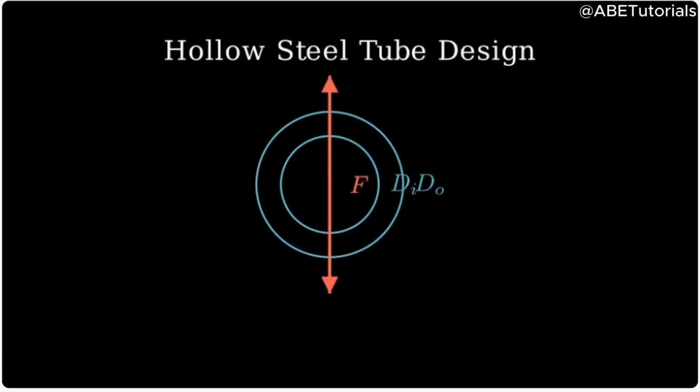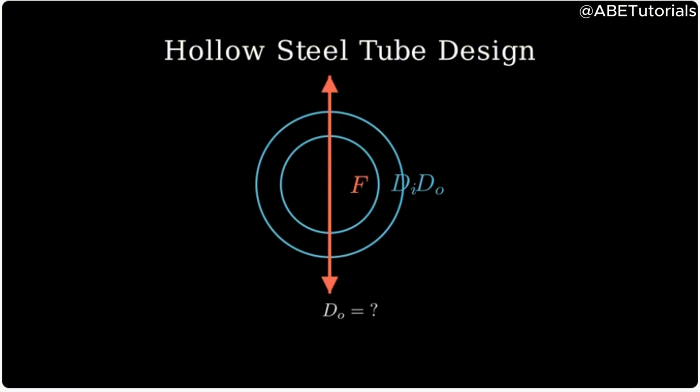We need to solve a structural mechanics problem. We have a hollow steel tube with a known inside diameter that needs to support a given tensile load. Our task is to find the minimum required outside diameter so that the stress within the tube material doesn't exceed a specific limit. First, let's define our variables and list the known values.